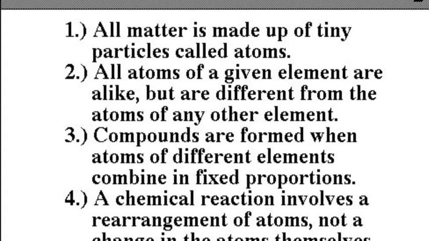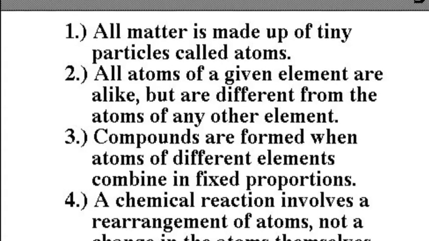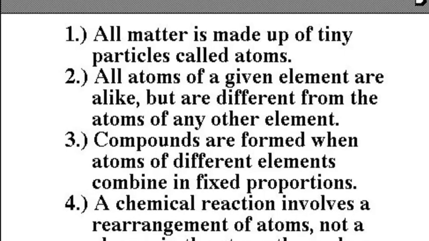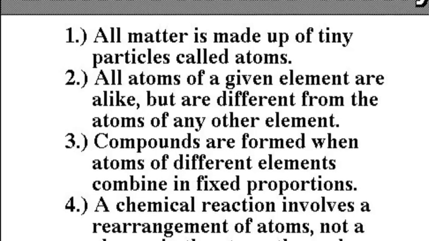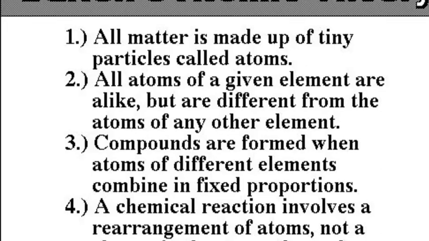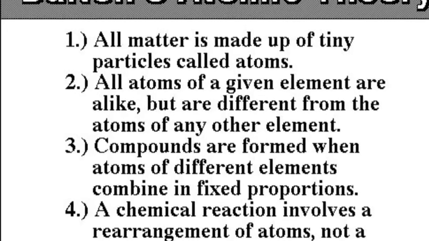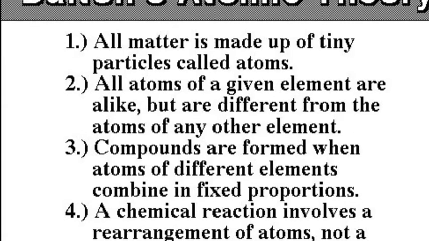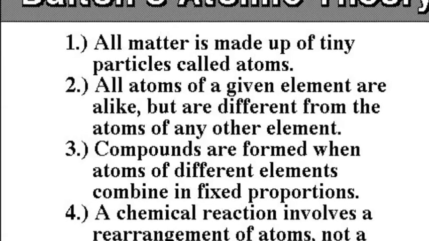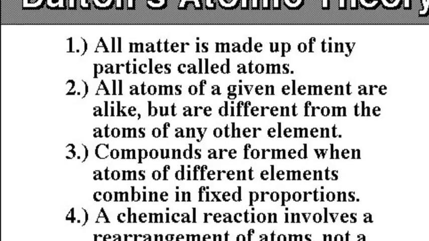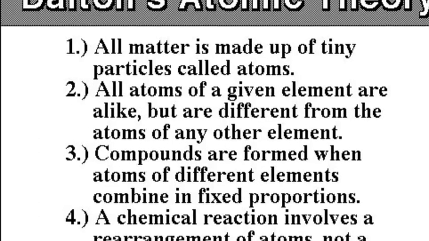Dalton said that all matter is made of tiny particles. This is kind of a big deal. Some people don't understand. If they can't see it, they're not going to understand that we're made of tinier pieces. He also said the atoms of a given element are alike, but are different from the atoms of any other elements. So if we have gold atoms, all the gold atoms are going to be the same, but they're going to be different than silver atoms.